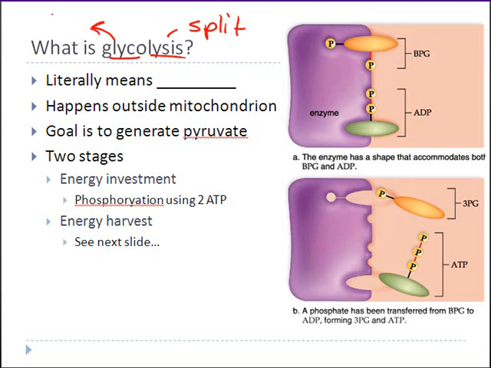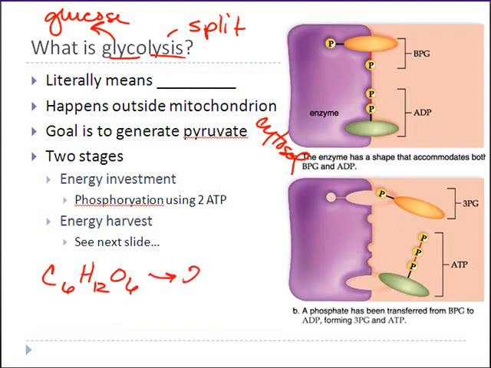Glyco refers to glucose or sugar group. So glycolysis literally means splitting apart of sugar, and indeed that's exactly what's going to happen. It happens in the cytosol, as I said before, and we begin with a 6-carbon sugar. Remember that the molecular formula of glucose is C6H12O6. We're going to split that apart into 2 molecules of pyruvate, which I will show you in just a second.